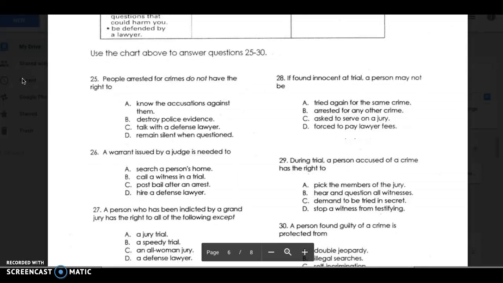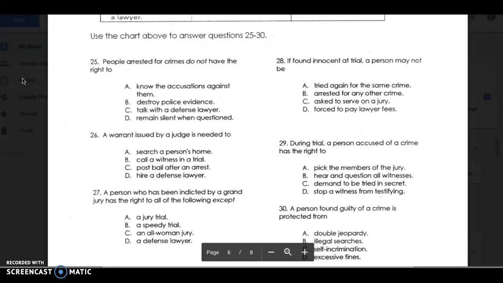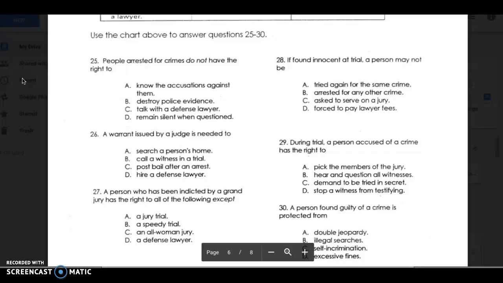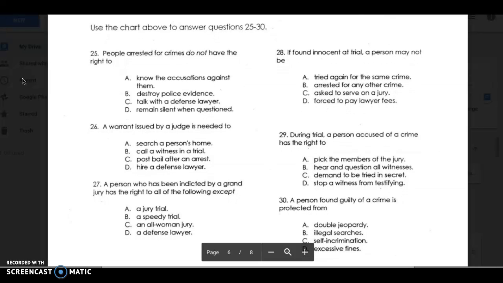Number 29. During trial, a person accused of a crime has the right to A. Pick the members of the jury. B. Hear and question all witnesses. C. Demand to be tried in secret. D. Stop a witness from testifying.